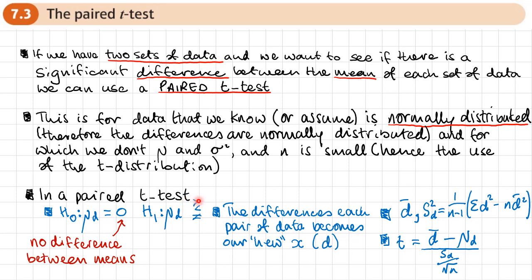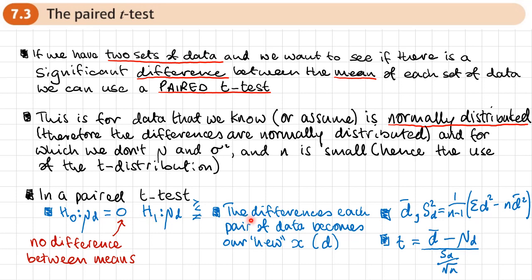Maybe one set of data shows that the mean is greater or the mean is less, or it's not equal to 0. So this could be an increase, a decrease, or a change in the mean. So H0 is always this. The mean of our differences is 0.